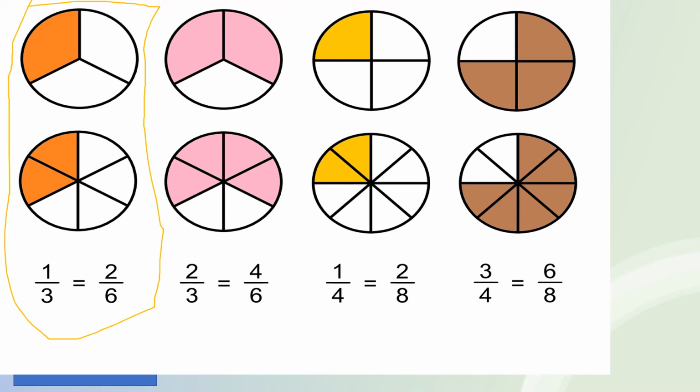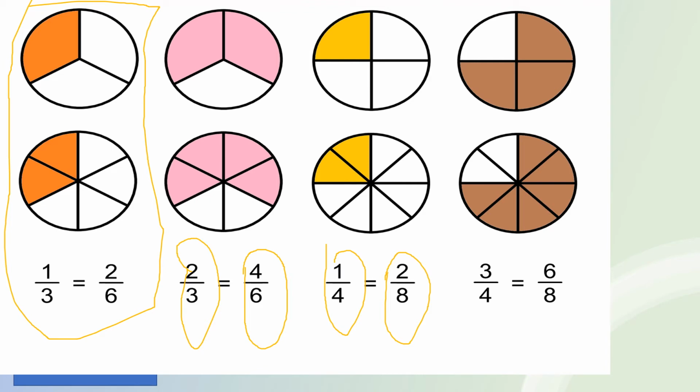Let's see here. In this part, 2 out of 3 are shaded. So the shaded fraction is 2 by 3. And in this circle, we have 4 parts shaded out of 6. So the shaded fraction is 4 by 6. If we look at another figure, we have 1 out of 4 parts shaded, that is 1 by 4. And here we have 2 out of 8, that is 2 by 8. Here, 3 parts out of 4 are shaded, that is 3 by 4. And here 6 parts out of 8 are shaded, that is 6 by 8.